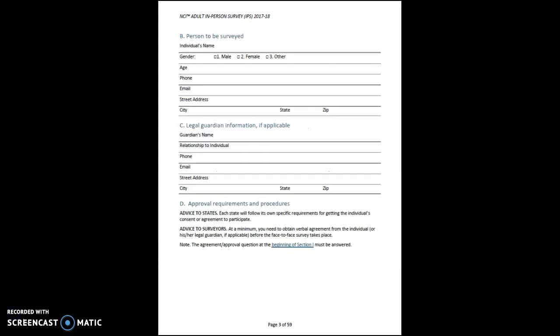Okay, some obvious information here, right? The name of the person to be surveyed, as well as their phone number and their street address. This is, of course, just so that we know who is being surveyed and how to contact that person. We also want to know the name of the legal guardian, especially if the surveyor is going to need to contact a legal guardian in order to gain consent to conduct the survey.